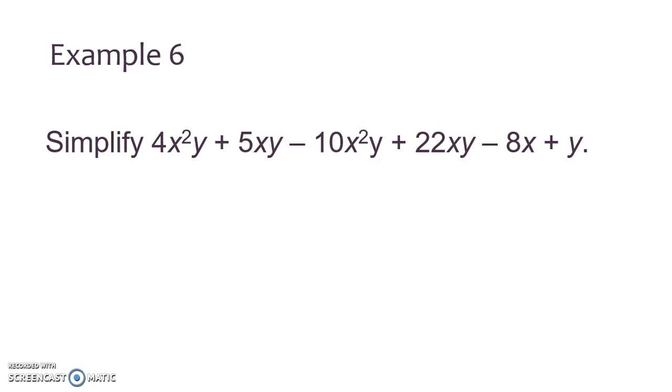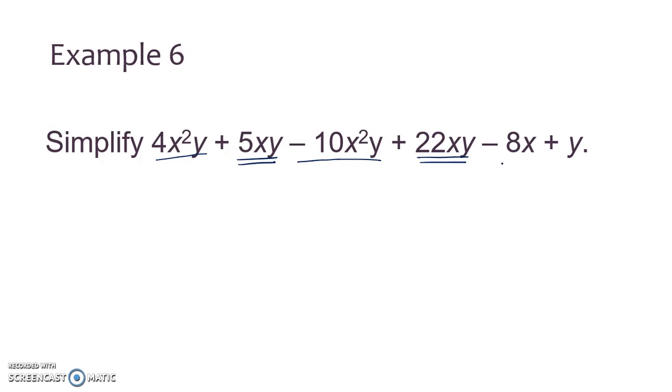Then example 6, another simplify. So this time our terms are getting a little bit more complex, so we need to be really careful with them. So starting at the beginning, we have a 4x squared y. Do we have any other x squared y's? Yes, we do. We have one more. Negative 10x squared y. But that's it. No more x squared y. So then we'll just start at the beginning again. I have a 5xy. And then I have another xy, but it's 22xy.